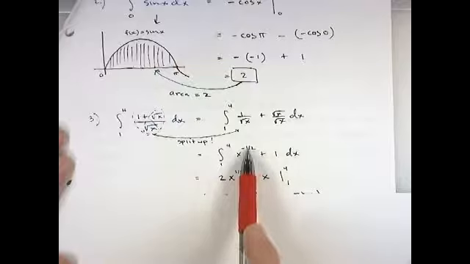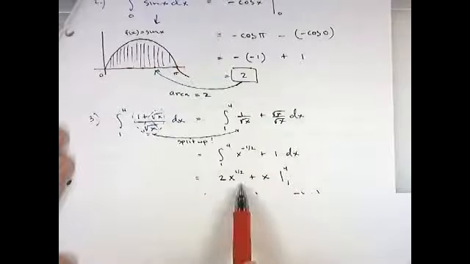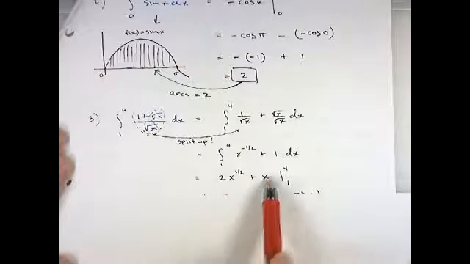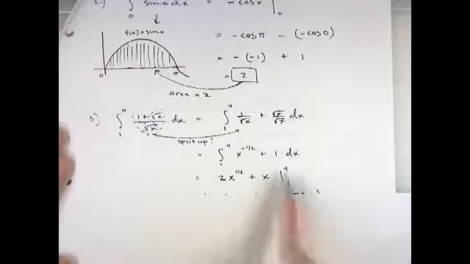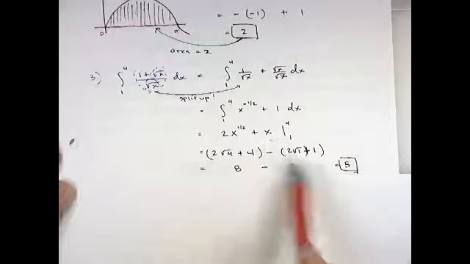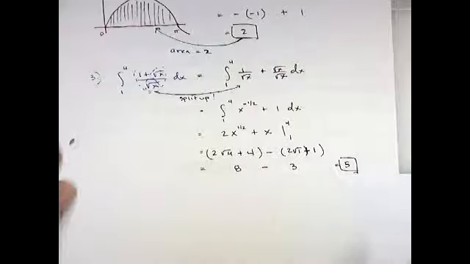Remember, you add 1 to that power and then divide by the same thing. So dividing by 1/2 is the same thing as multiplying by 2. The antiderivative of 1 is x. Plug in 4 for both of those, minus what you get when you plug in 1. I got an answer of 5.